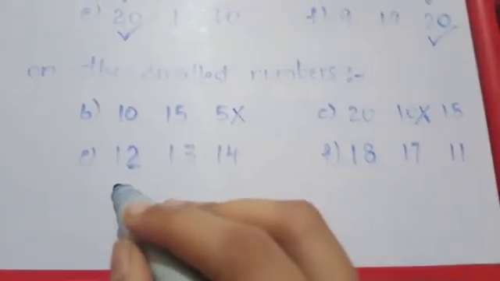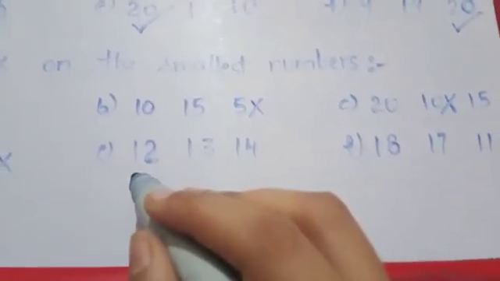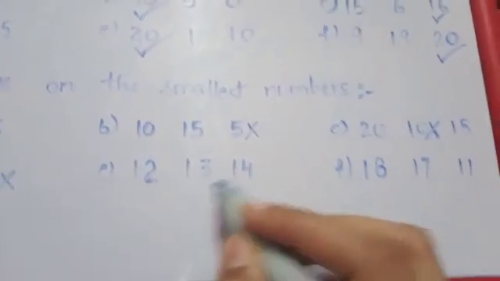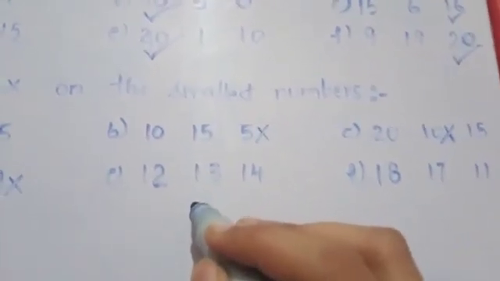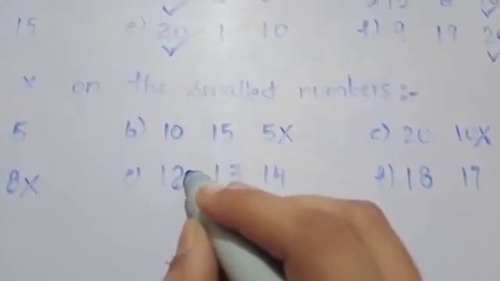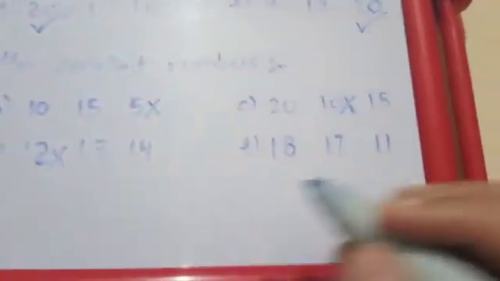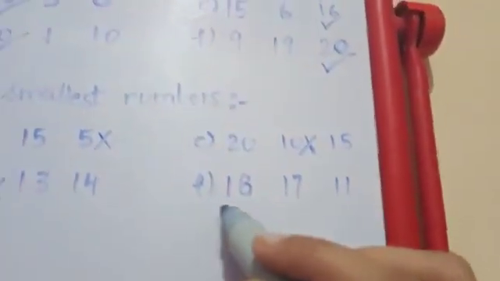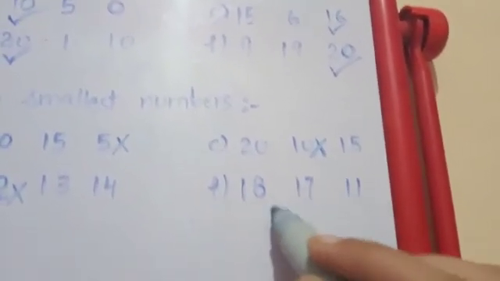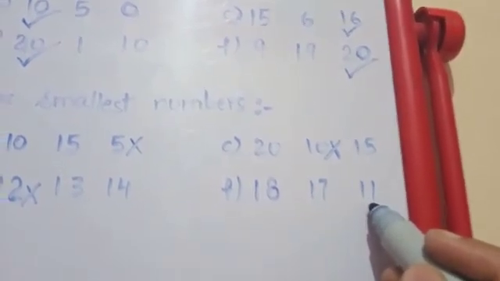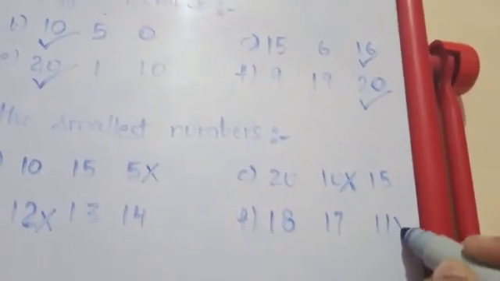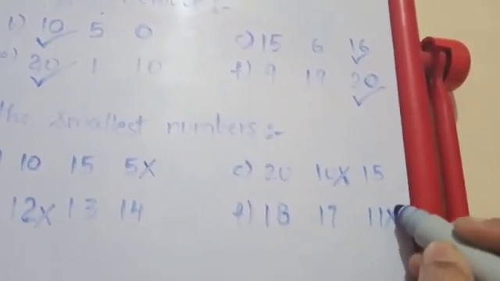Now part E. 12, 13 and 14. 3 numbers are given here. So which is the smallest number? 12. Yes, so we will put cross on 12. Now come on the last question. That is part F. 18, 17 and 11. Which is the smallest among these three? Yes, 11. So you will put cross like this.